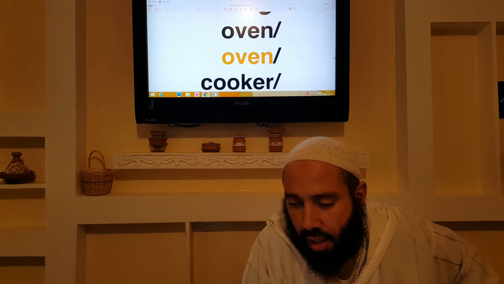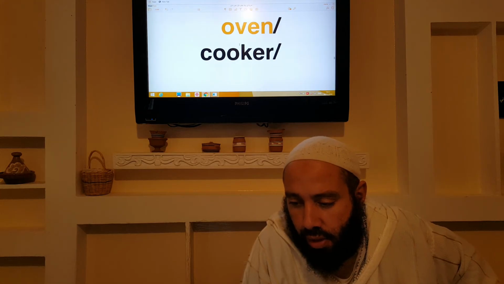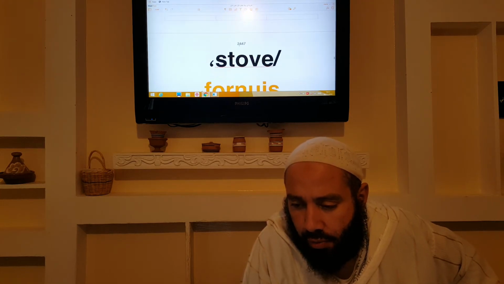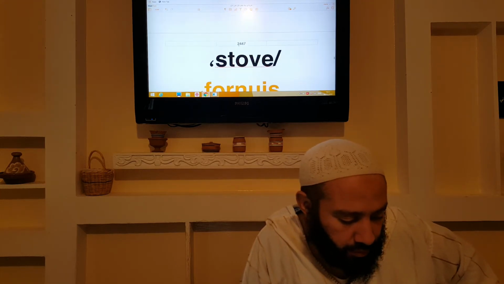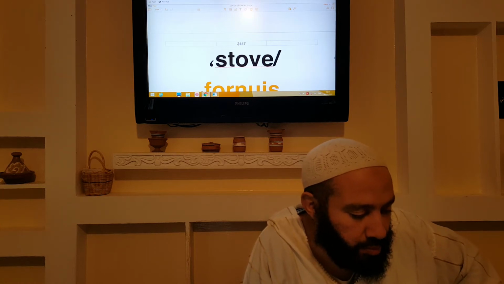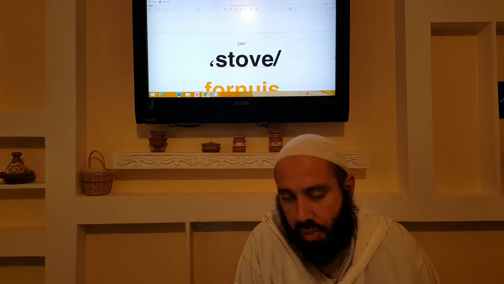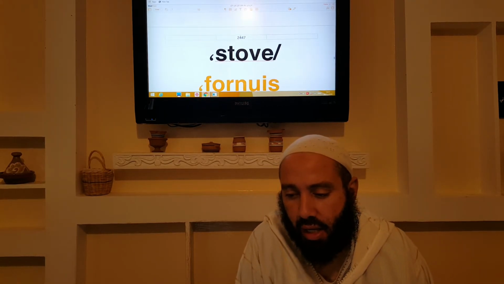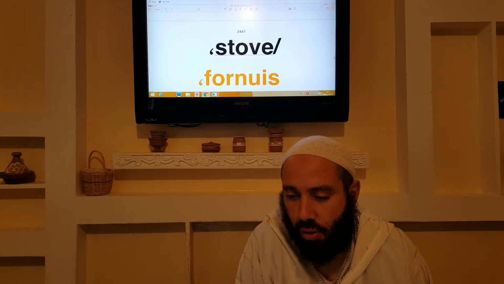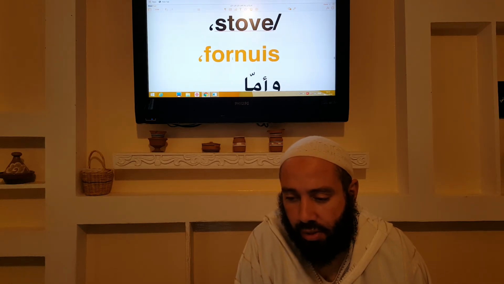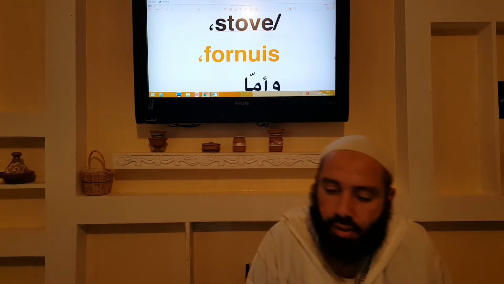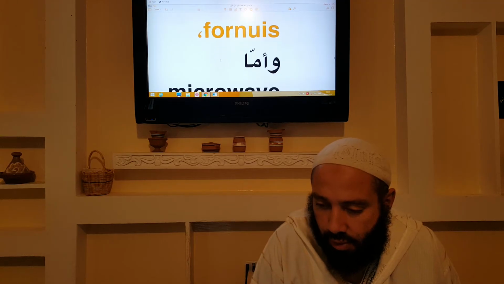So فرن is an oven, فرن is a cooker, فرن is also a stove. It's not just what you find in the picture, it's all of that. All of that is فرن. Depending on the context, بحسب السياق, all these meanings are included. Stove, a cooker, an oven.